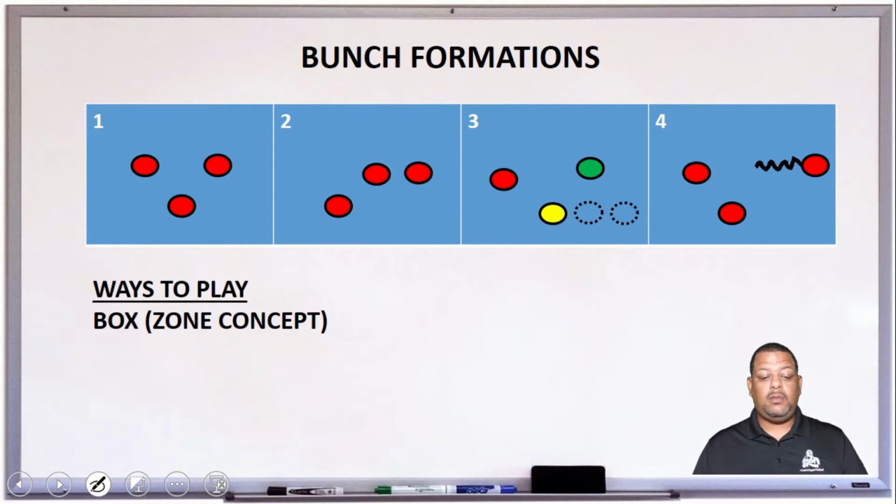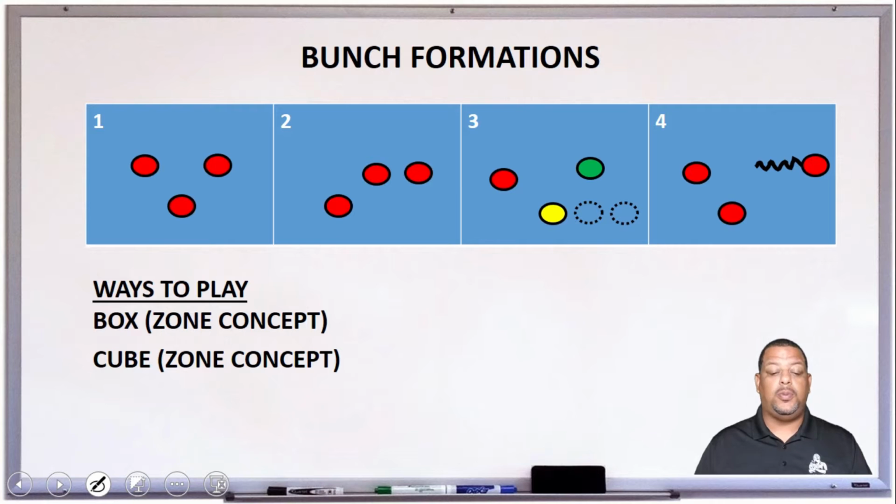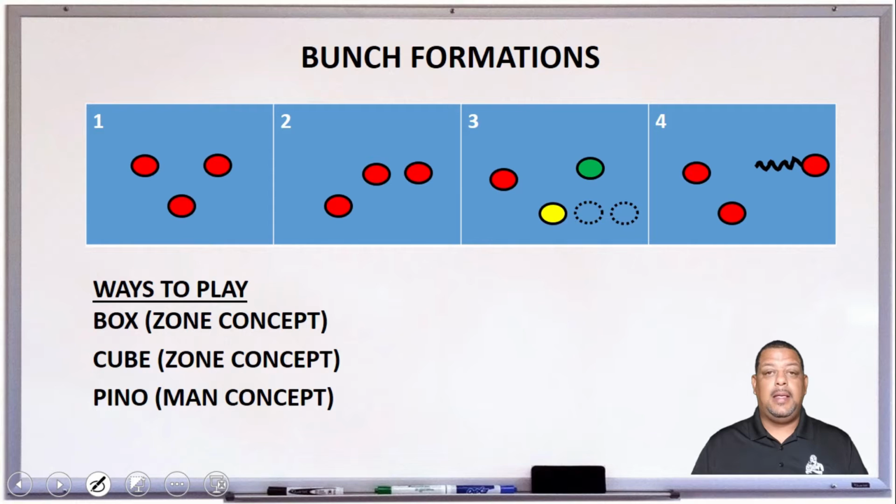How we play it. First, what we can play is what we call box. This is a zone concept. So if we happen to be cover 4 and we want to go box, box, box, we can do that. Next is cube. That's also a zone concept. Cube, and I'll explain why I use that terminology and how it's used. And then Pino. Pino is a man concept. Pino is a combination of pin and in and out. That's what we call it, Pino. So the P-IN is for pin, and then the INO is for in and out. So Pino, that's a man concept, and we'll talk about that here.